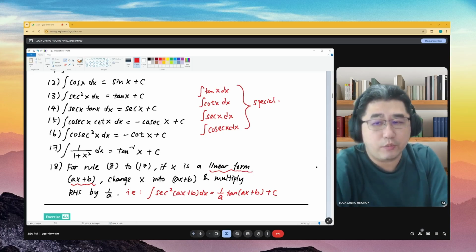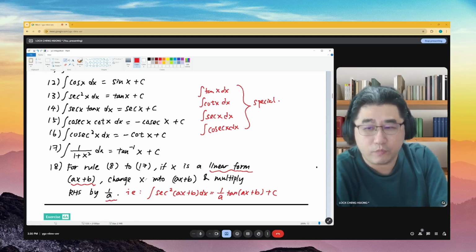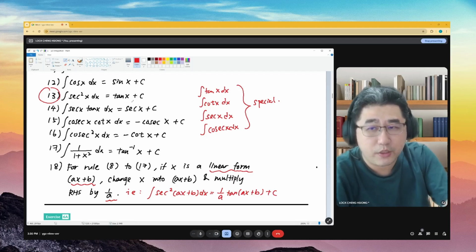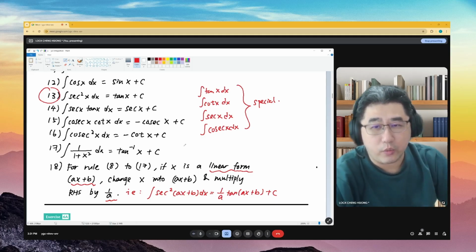You can change the formula by changing the x into ax plus b and multiplying the right hand side by 1 over a. For example, if you look at 13, you have the integral of secant square ax plus b dx. You can actually copy the formula, which is tangent of ax plus b, and in front you just multiply by 1 over a. This is how it works.